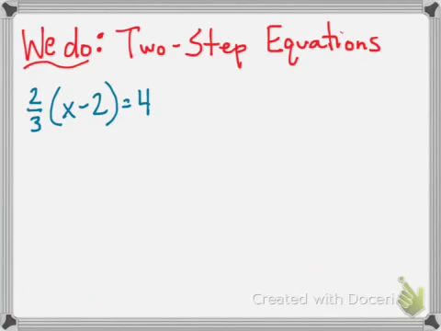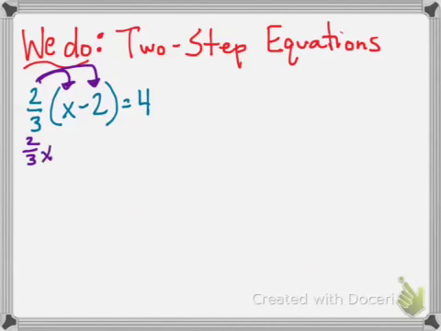So here's our first We Do, solving a two-step equation with a fraction. Remember our checklist from previous videos. First we have to distribute if necessary. In this case, I see that I have to distribute because it's 2/3 times the quantity of x minus 2 is equal to 4. So I'm going to distribute the 2/3 to the x and then the 2/3 to that minus 2. I know that 2/3 times x is 2/3 x.